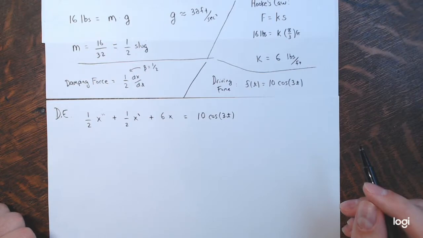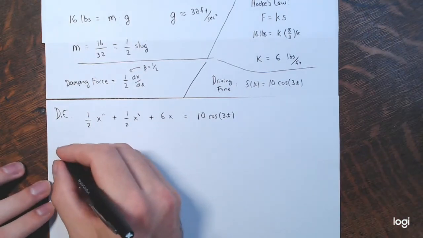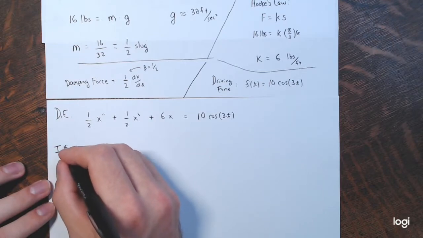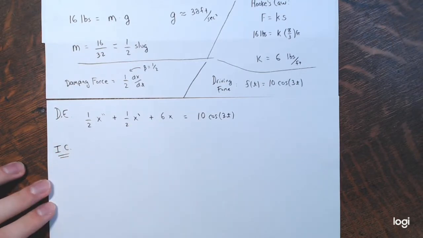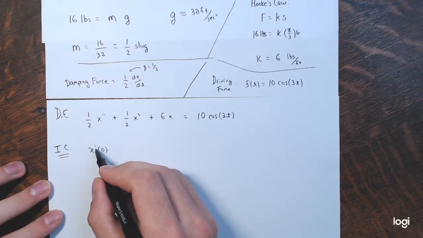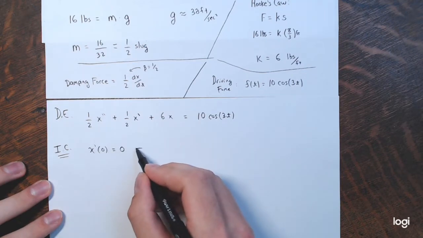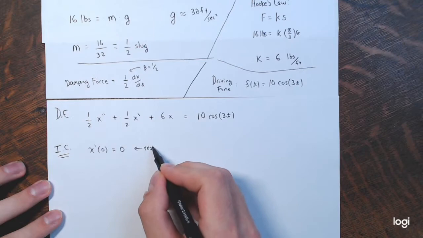Okay. So hopefully, then the initial conditions. I'm going to write IC for the initial conditions. Now they said it was initially released from rest. So x prime at 0, right? The velocity x prime at 0 is 0. That's what it means to be at rest. You have no velocity.